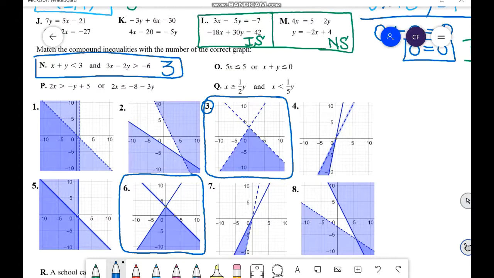Any questions so far? I think you can figure out how to solve the other ones. Just make sure that you differentiate if you're working intersection and if you're working union, or. Okay, this is or, this is or, this is and. Or is going to be all the blue areas. And is going to be only the dark blue area. Okay?